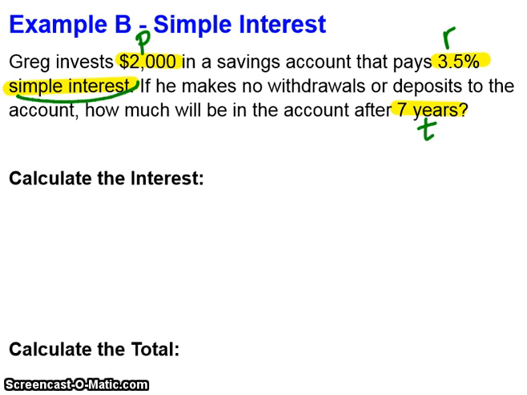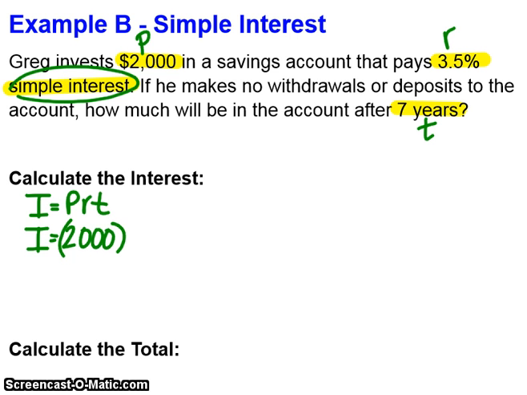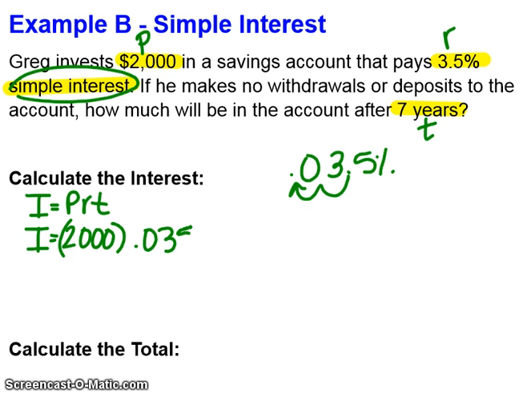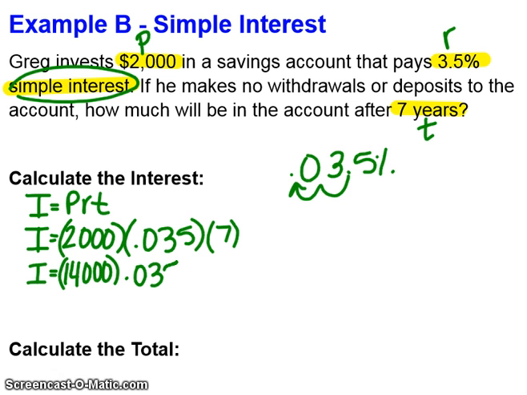I know that I'm looking for simple interest, so I need the simple interest formula. And all I have to do is fill in these numbers. P, I start with 2,000. R, I have 3.5%, but I have to still move that decimal over 2 times. So now I have 0.035. And I want to multiply that by my time, which is 7. So again, I can easily multiply 2,000 and 7, and I know that that gives me 14,000. And I want to multiply that by 0.035.